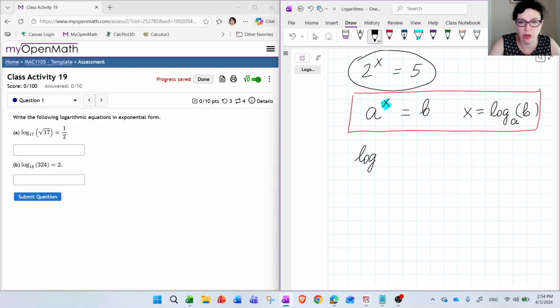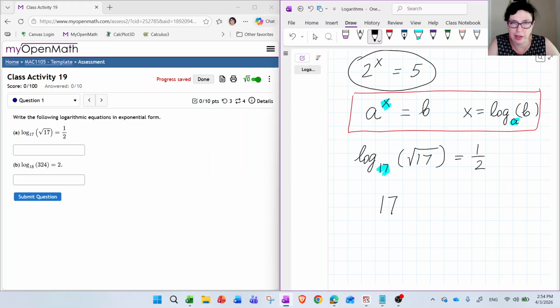Okay, so we have a logarithmic expression, and we know that log with base 17 of square root of 17 equals 1/2. How do I rewrite it? Okay, so what I should do is I'm looking at the base, and the base is the first thing I do because I want to convert it from log to exponential. So I'm going to say 17 to what power? Well, what's the answer? Because again, log is the power. So 17 is going to be raised to the power 1/2. That's your x, right?